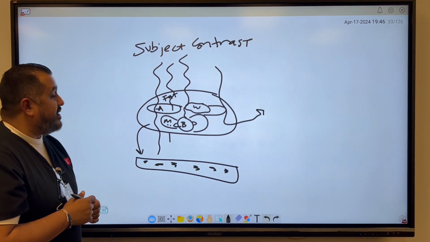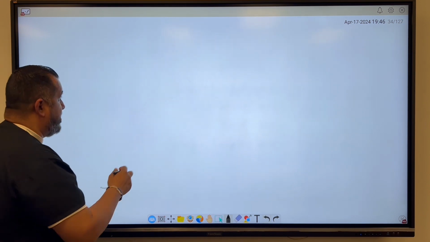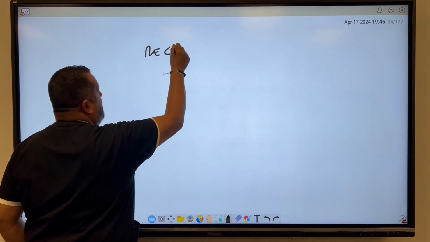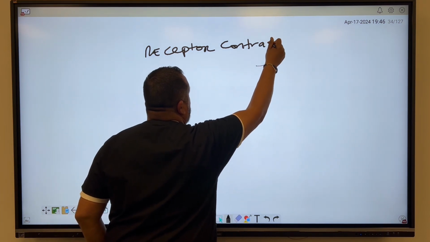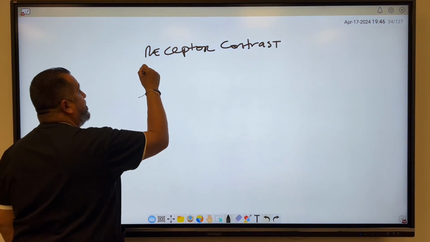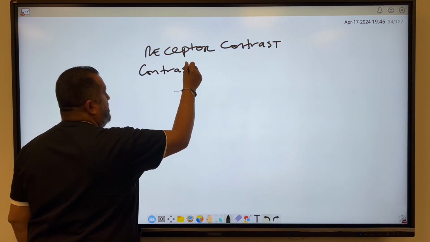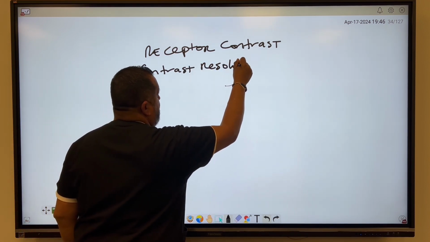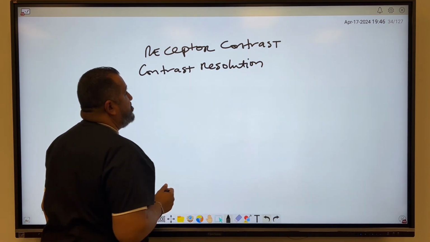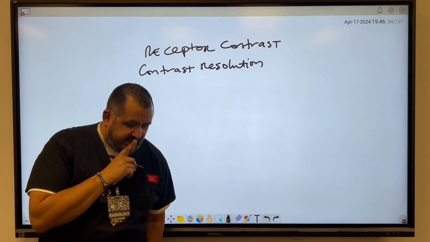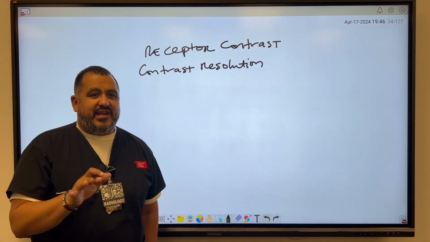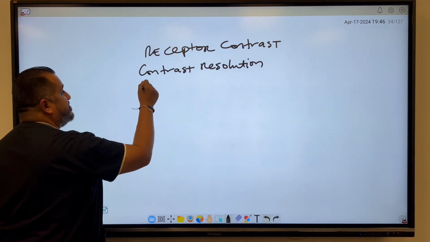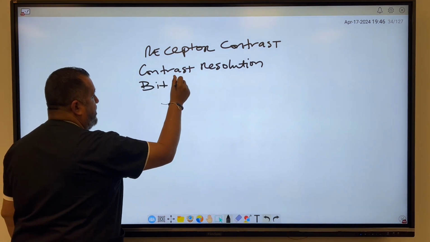All right. The last thing here is receptor contrast. Now, receptor contrast is related to contrast resolution. So contrast resolution, the controlling factor, it's a fixed characteristic. You can't change it. We cannot change it because contrast resolution is controlled by bit depth.